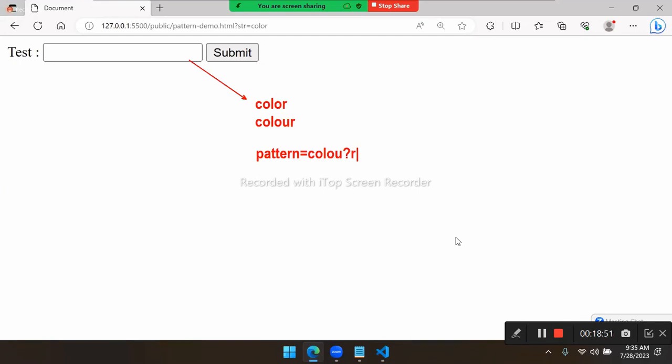What does the question mark indicate? 0 or 1 occurrence. That means the U occurrence can be 0 times or it can be 1 time. 0 times means without U, it is allowed. 1 time means with U, allowed. That is the meaning of the question mark. The question mark represents 0 or 1 occurrence. That means now, with one word, you can validate two spellings.